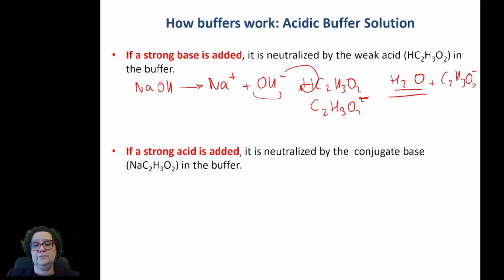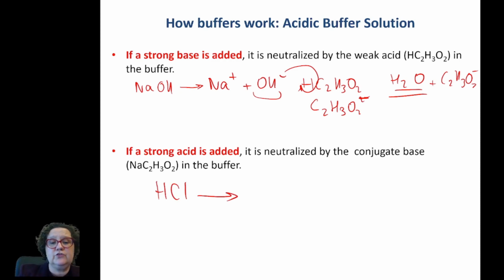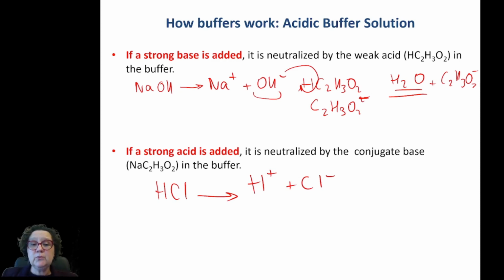What happens if you have a strong acid? For example, let's say that you dissolve hydrochloric acid, you add it to your solution. Well, it splits into hydrogen ions and chloride ions. If you had only pure water, those hydrogen ions would all be changing the pH. You would have a very dramatic effect on the pH, a very high concentration of hydrogen ions.